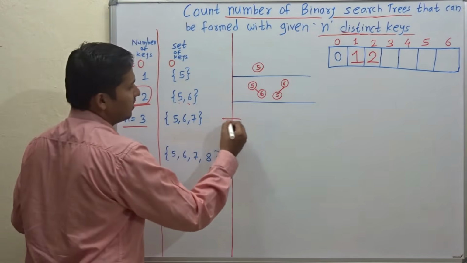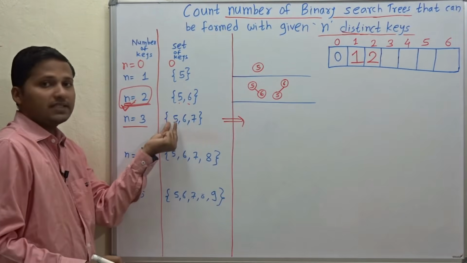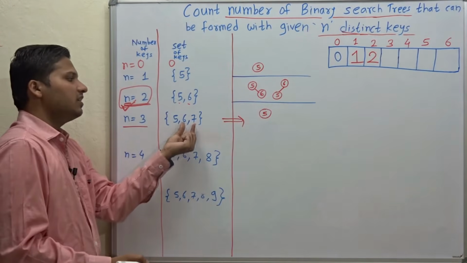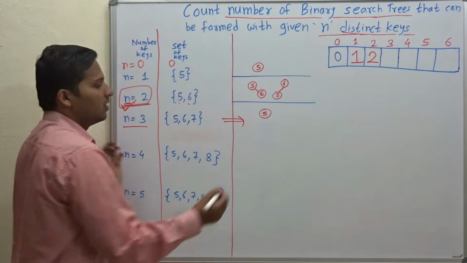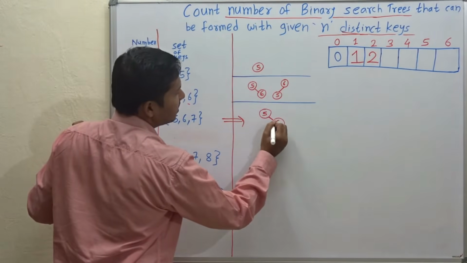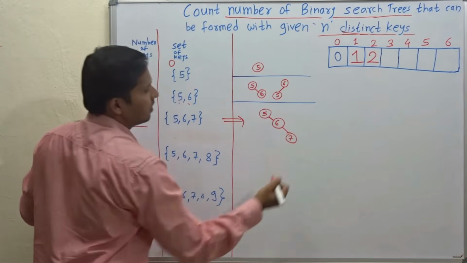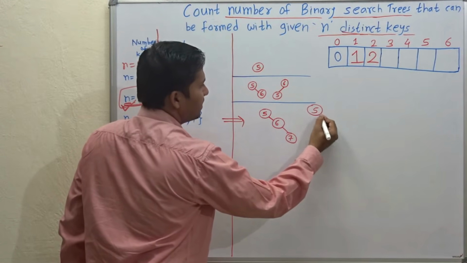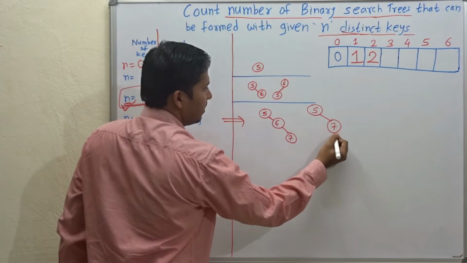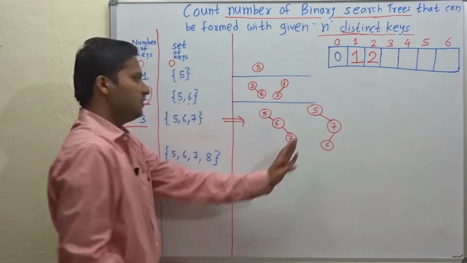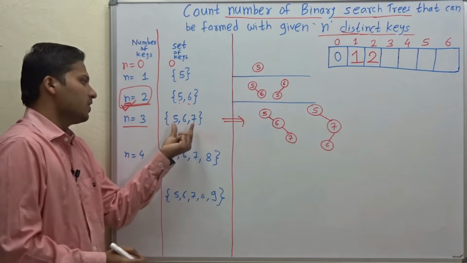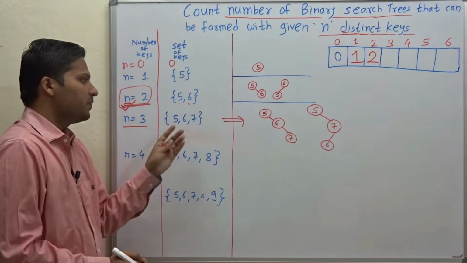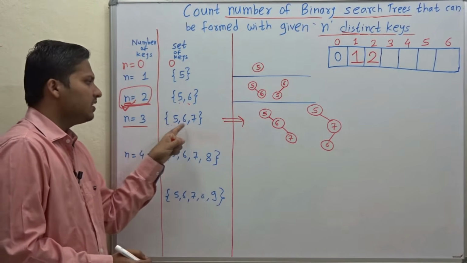For n equal to 3, if we take 5 as the root, then 5 is the root. Obviously 6 and 7 are both greater than 5, so they can be on the right side. Okay, this is one possibility. Then one more possibility is 5, then first 7 comes and then 6. This is another possibility. See, that's why I told you it is not necessary that we should follow this order. We can access the elements in this set in any order.